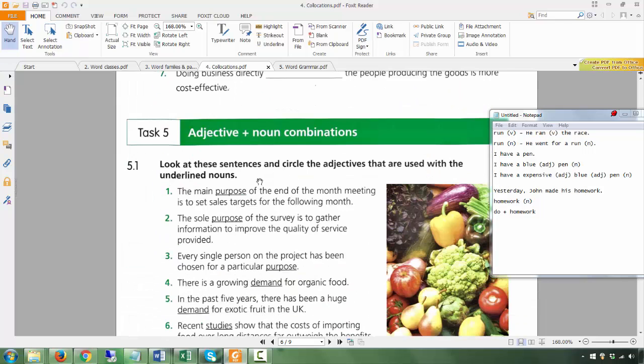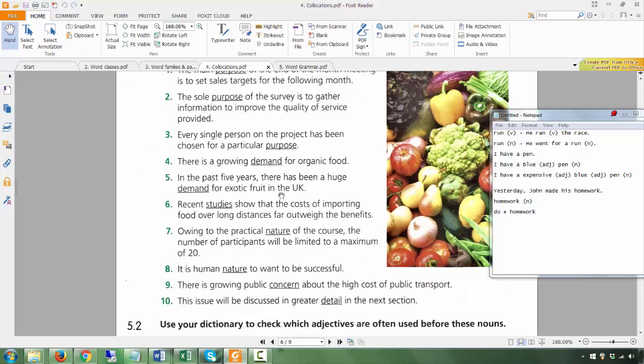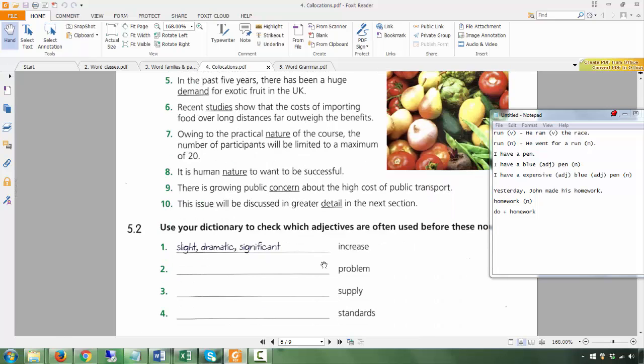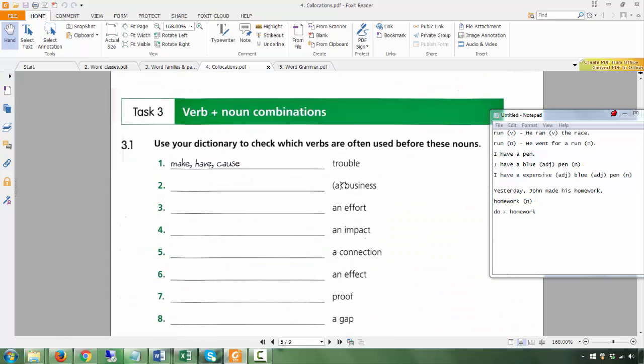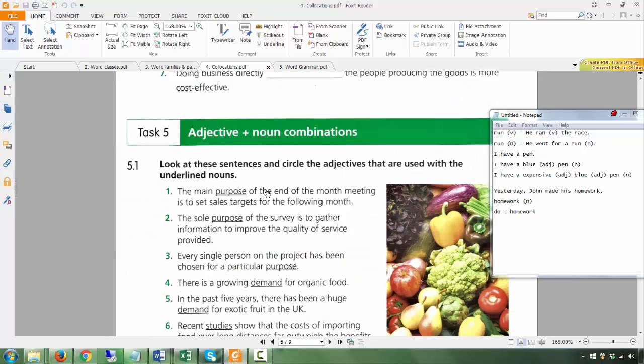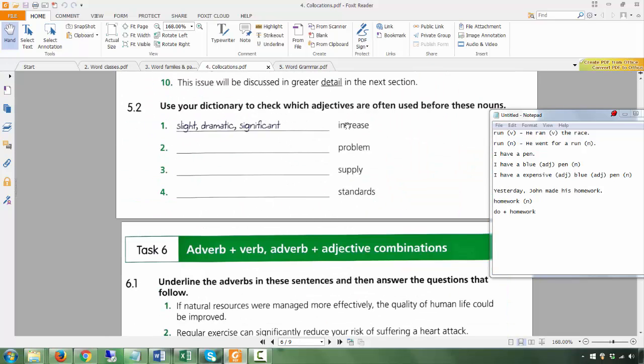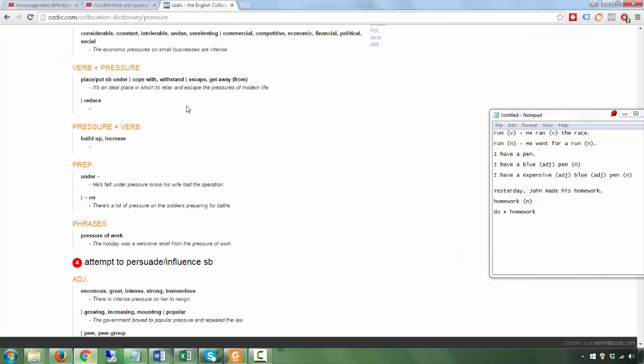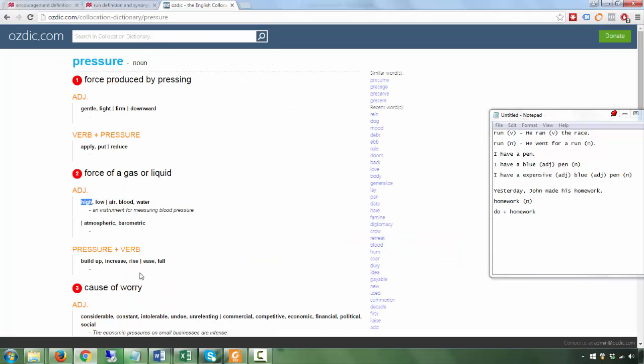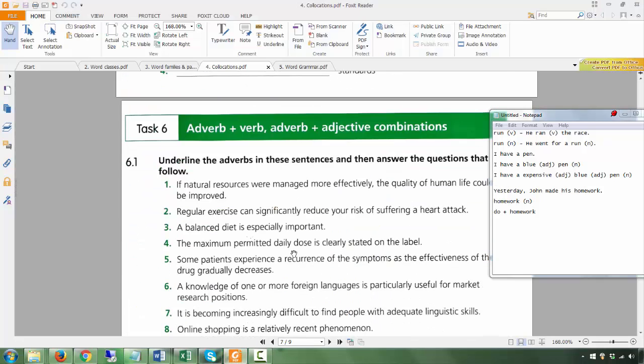And adjective and nouns, all you got to do is circle the adjective, purpose is the noun, underline nouns, purpose, okay, main, so just circle main. Same thing again for this. Just now we had the noun and we put the verb. Now we have the noun and we want to find an adjective, so I'll go same thing, put problem in OSDIC, this Collocations dictionary, and look at the adjectives and just choose some, right?